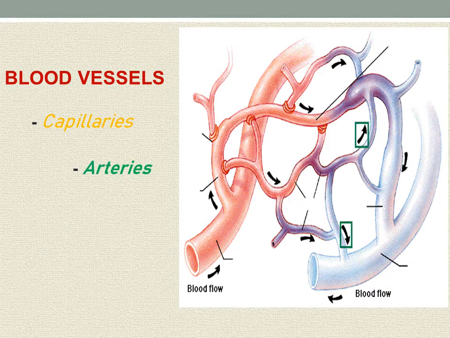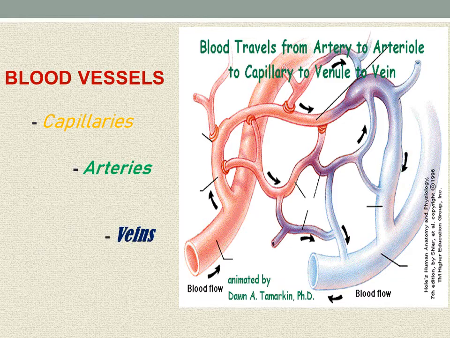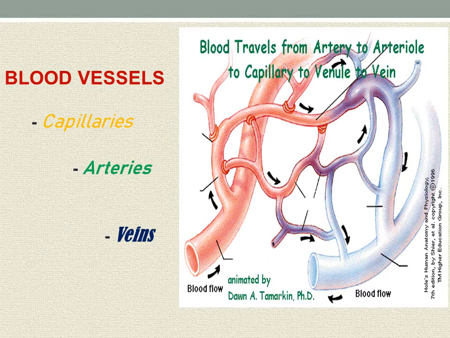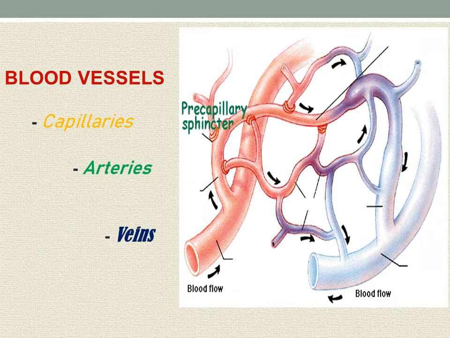The arteries, which are located deeper in our body, carry oxygen-rich blood away from the heart. And the veins, which are thin-walled and floppy blood vessels that carry oxygen-poor blood back to the heart. And the blood that flows through the veins contains carbon dioxide.